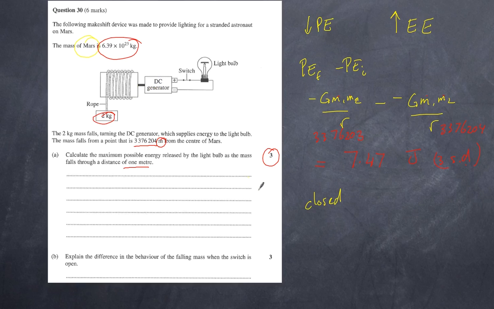So basically when it's closed, it should fall at a constant velocity, and you need to explain, of course, that this is because of Lenz's law. But if it's open, what's going to happen? Well, all of a sudden we no longer have a current. So there's no current going through the generator here and through the light bulb. So Lenz's law is no longer at play, and now it should accelerate as it drops. And now I've explained the difference between the behavior of the falling mass when the switch is open.